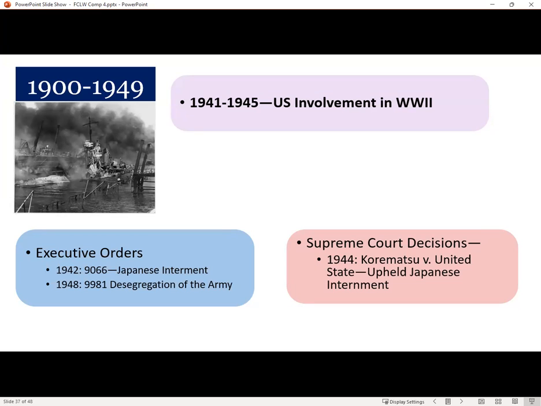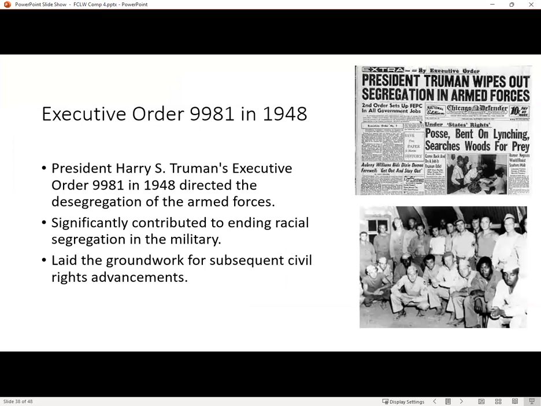A good executive order at this time was desegregation of the Army. So here we have the executive order for when Harry S. Truman desegregated the military. And this actually laid the groundwork for subsequent civil rights advancement. It didn't get rid of everything. As everybody knows, there's still issues, but it was facing it for the first time.